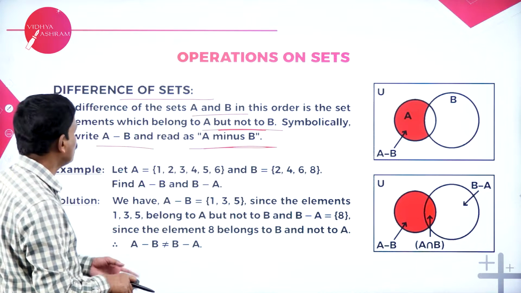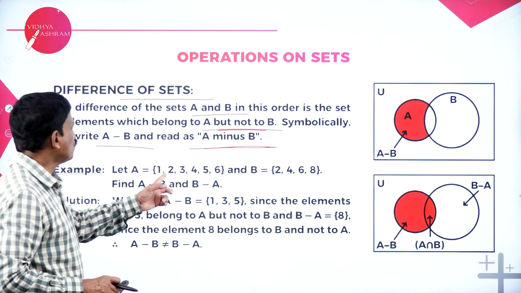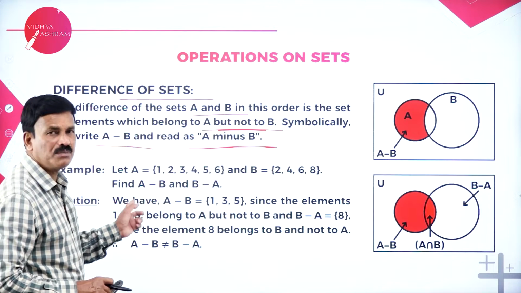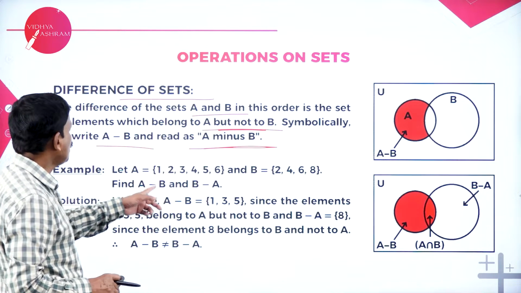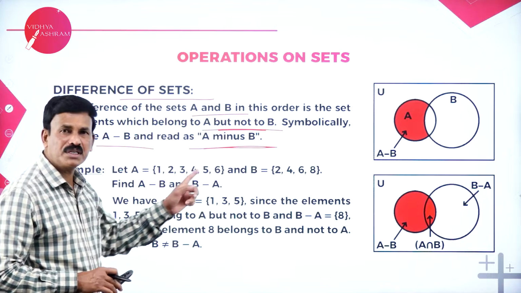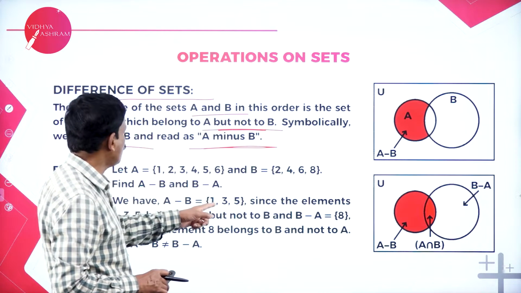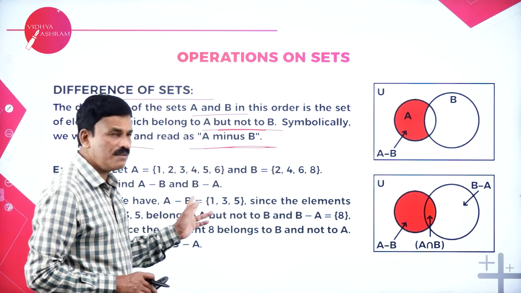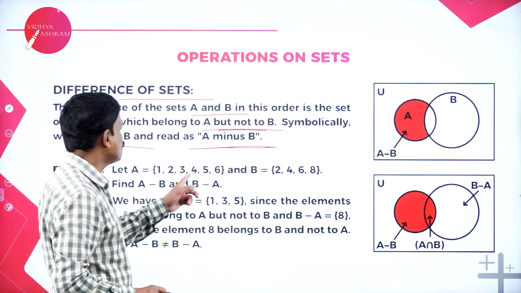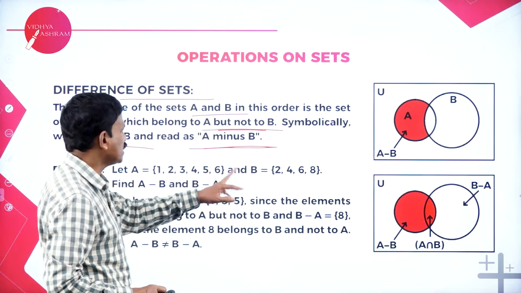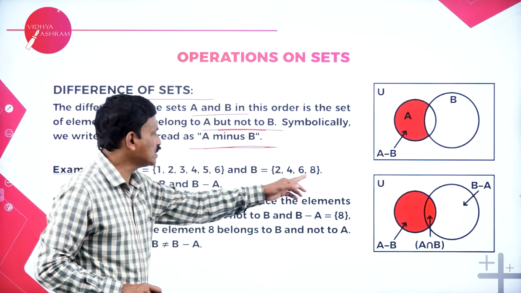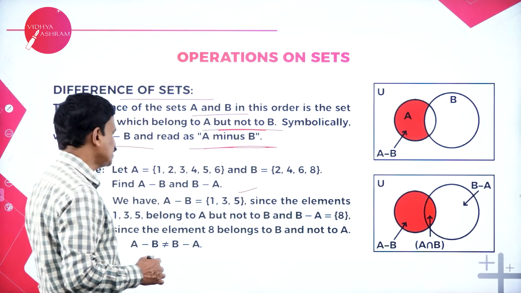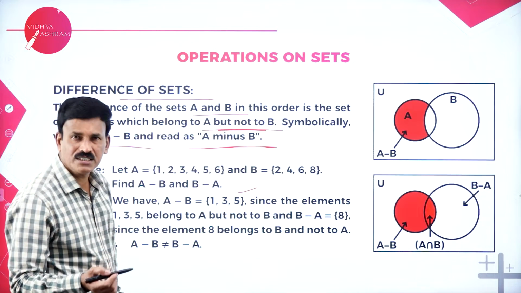Now let us take an example. If A is equal to {1, 2, 3, 4, 5, 6} and B is equal to {2, 4, 6, 8}, find the differences A minus B and B minus A. A minus B is the elements which are in A but not in B. 1 is not in B, 2 is there, 3 is in A but not in B, so we take 3 also, 4 is there, 5 is in A but not in B. Therefore, the elements of A minus B are 1, 3 and 5.